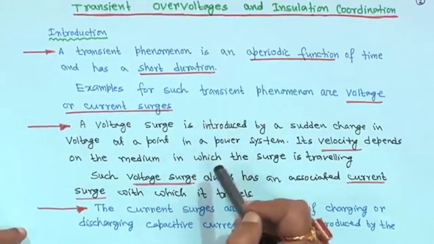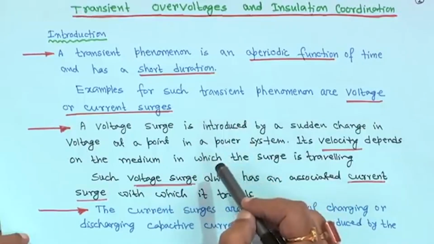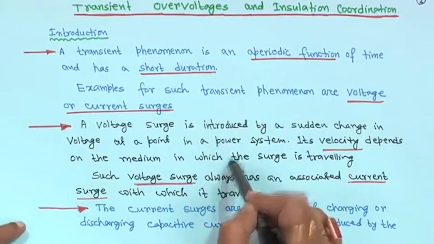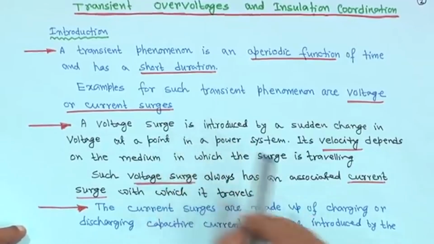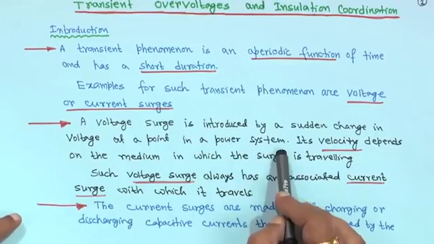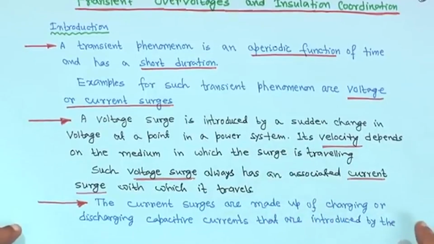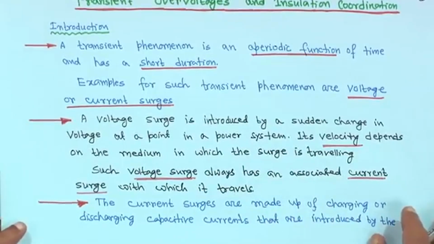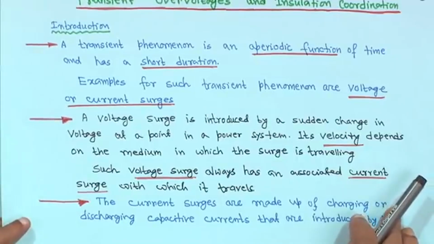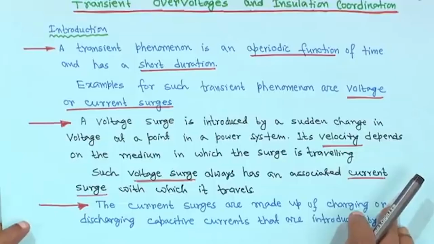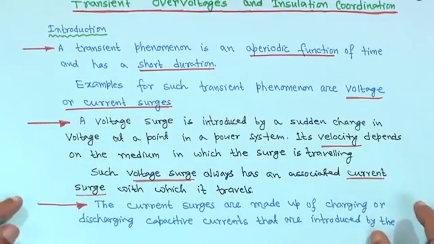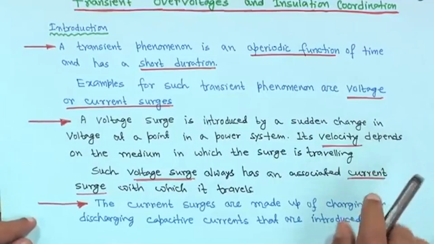So, we will see this step by step in a very simple manner. A voltage surge is introduced by a sudden change in voltage at a point in a power system. If there is a sudden change in voltage, then a voltage surge will be introduced, and along with this a current surge will always be associated with it. A common phenomenon of this kind is a lightning stroke, right. We will come to those things later, right.